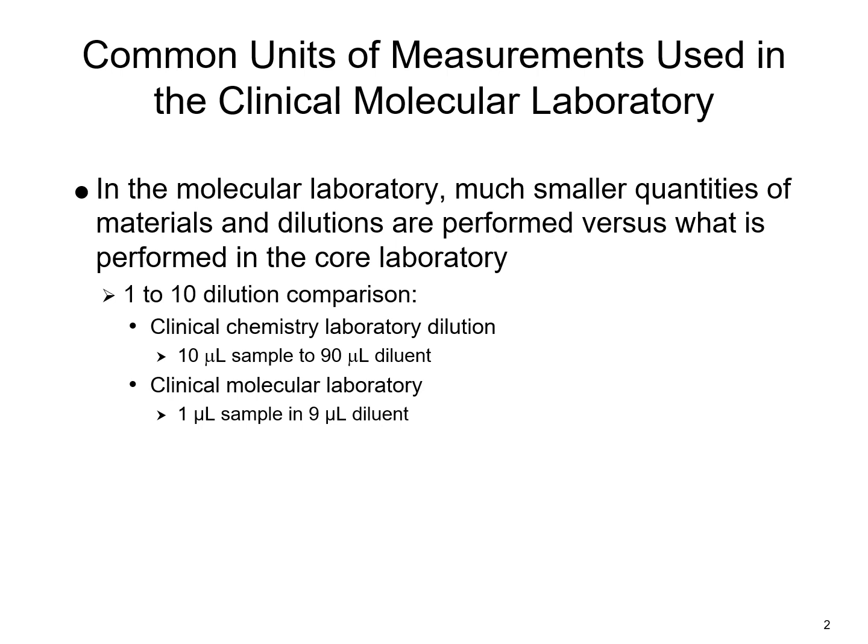Now, we have covered the metric system in previous lectures. However, in molecular biology, you need to understand that much smaller quantities of materials and dilutions are used versus what we typically would do in a core laboratory or within a chemistry or hematology laboratory. For example, if a 1 to 10 dilution was going to be performed in clinical chemistry, that dilution might be performed by taking a 10 microliter sample and mixing it with 90 microliters of a diluent.